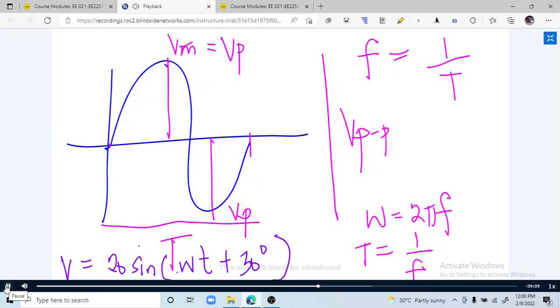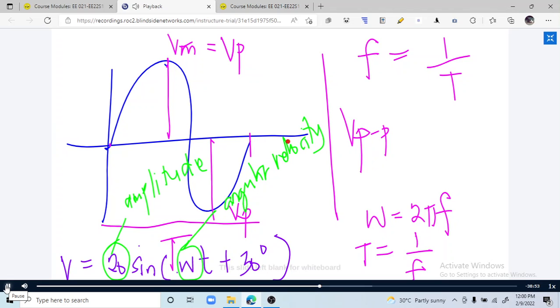Let us label it so that you would know. 20 is what we call our amplitude. Omega here is our angular velocity. Then our 30 degrees here is what we call phase, or phase angle. In other books, omega has its value. So it can also be written as 20 sine 100t plus 30 degrees. If it is written like that, therefore your angular velocity is 100.